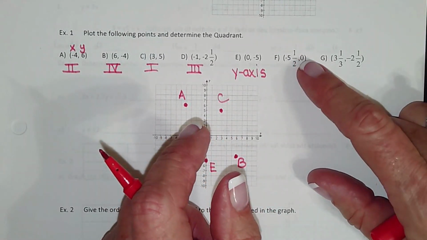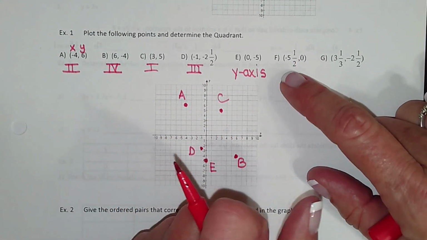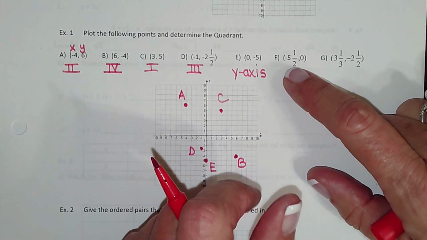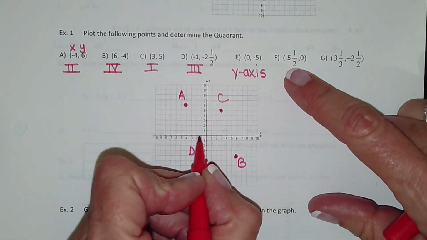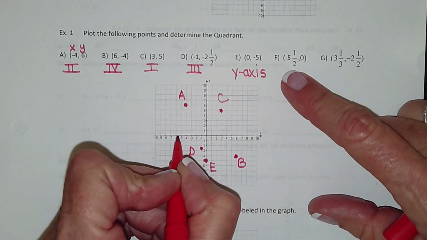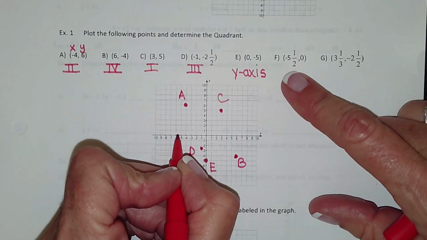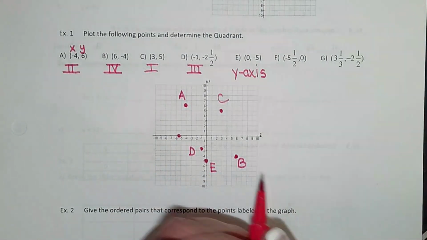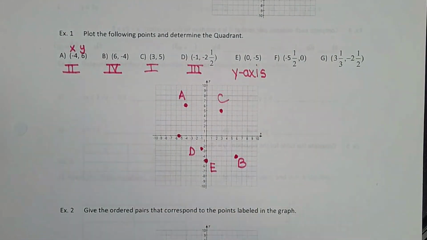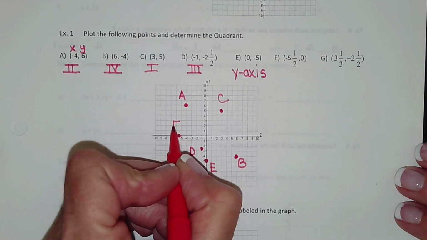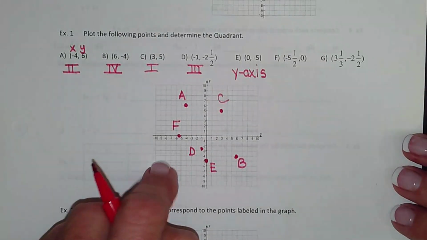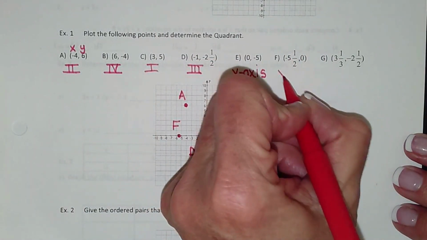Likewise, when y is 0, it's called the x-intercept, and it will lie on the x-axis. So we find -5.5 on the x-axis, and then it says 0. So that means we don't go up or down. We just plot a point in between -5 and -6. And again, that one is not in a quadrant. It's in between quadrant 2 and 3. So we just say x-axis.